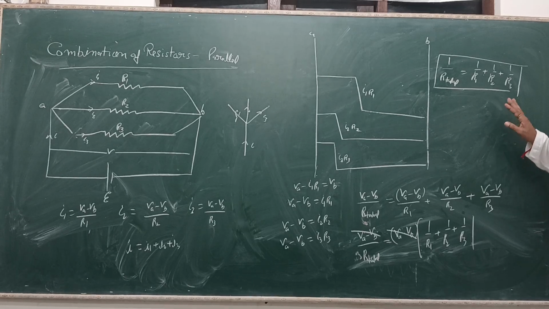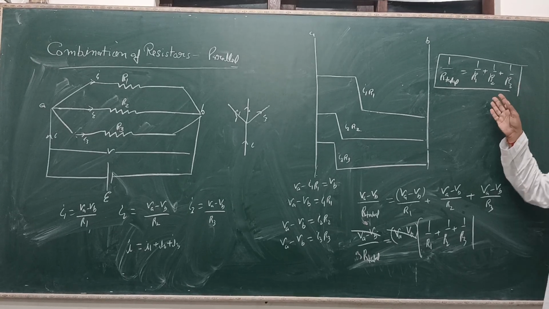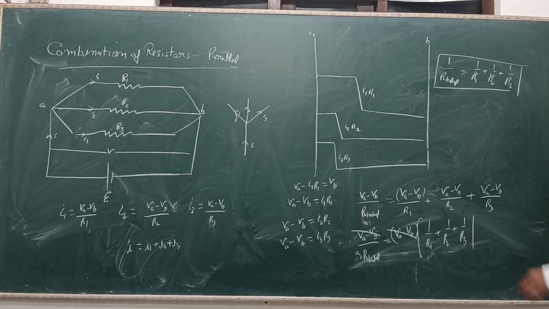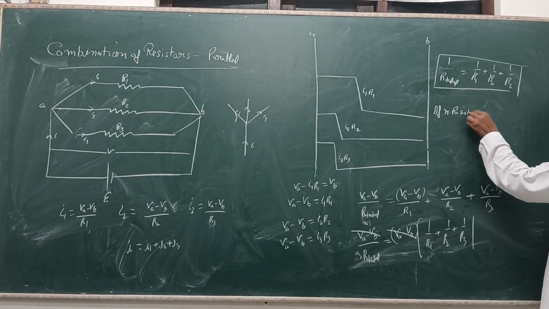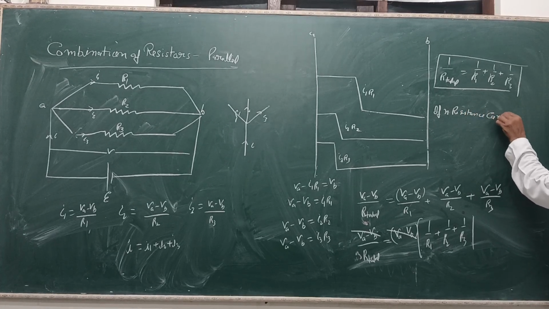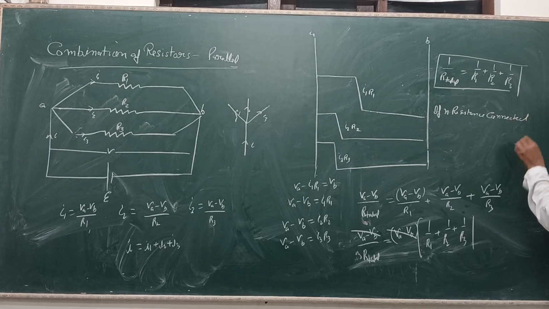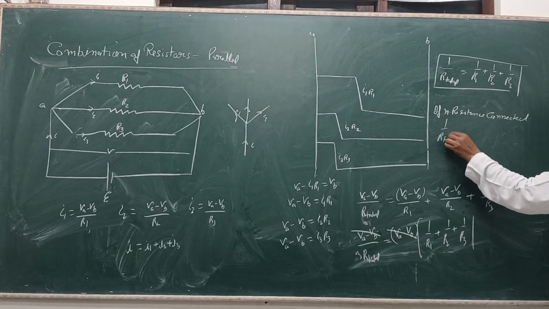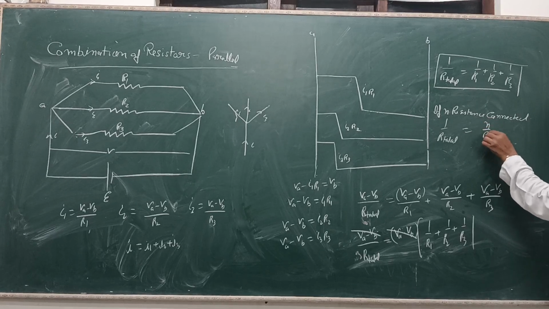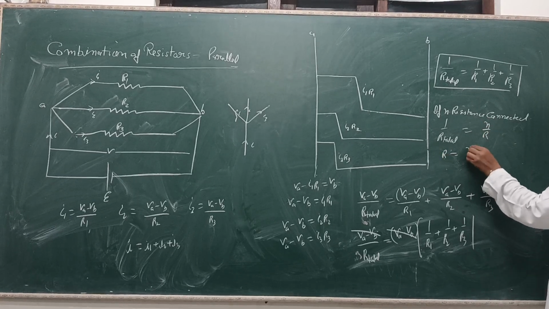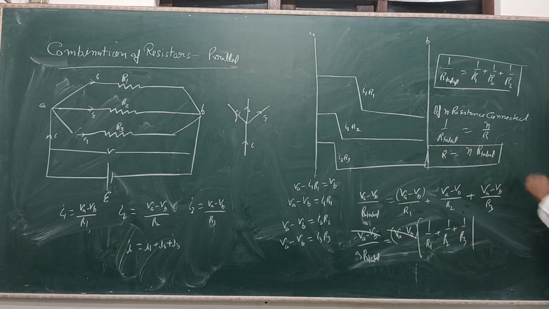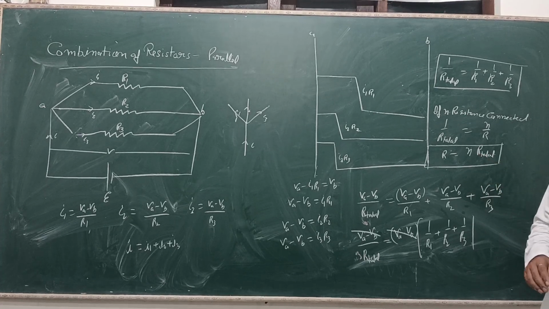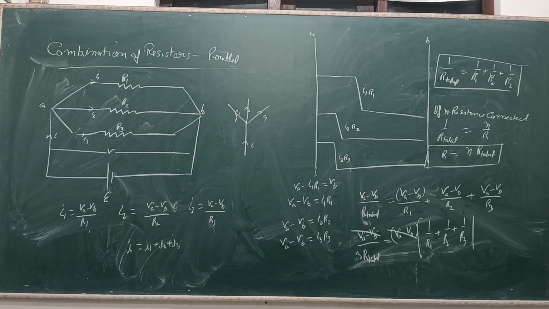In parallel combination with more than 3 resistances connected, the resistance decreases. If n resistances are connected, 1 upon R total is equal to n upon R, so R is equal to n R total. This is each resistance: R is equal to n into R total. Find the value in the circuits connected by series and parallel combination.